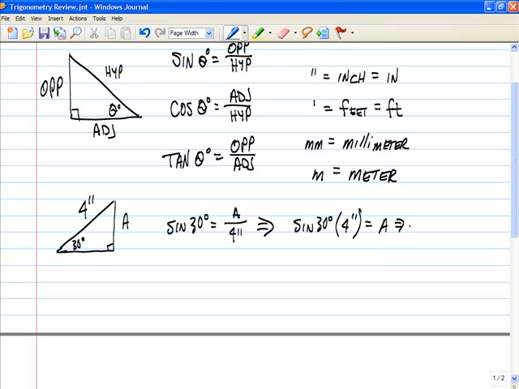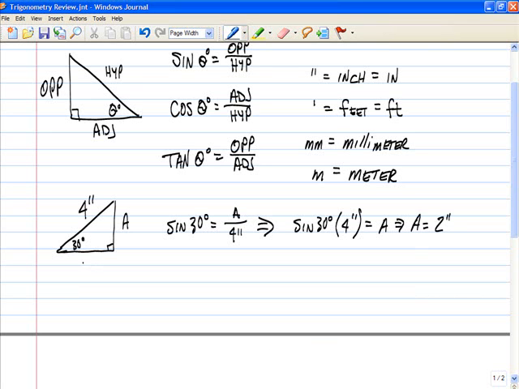Therefore, A equals, let's punch that in the calculator here real quick. Sine of 30, and on my calculator I have to put that closed paren in, times 4 says that that's going to be 2 inches for side A.